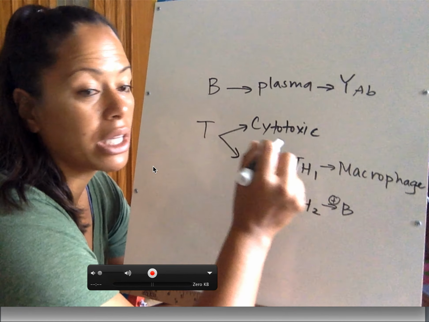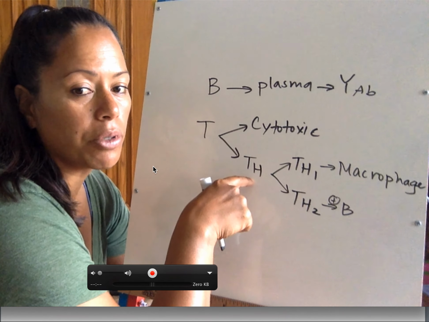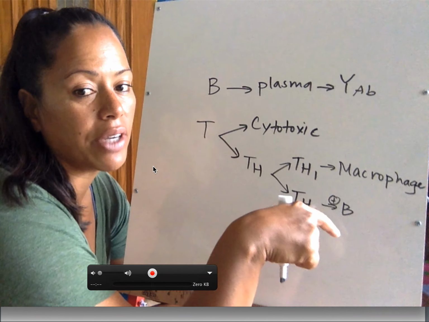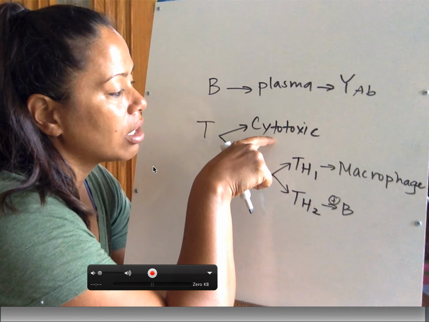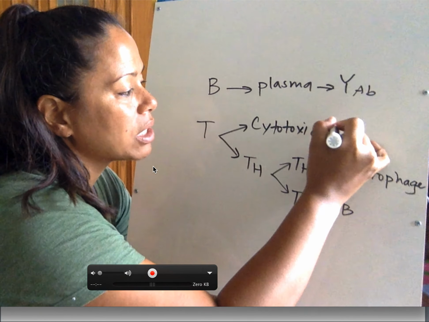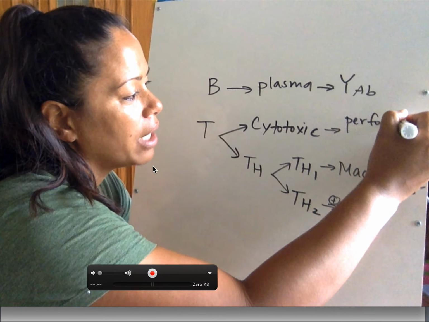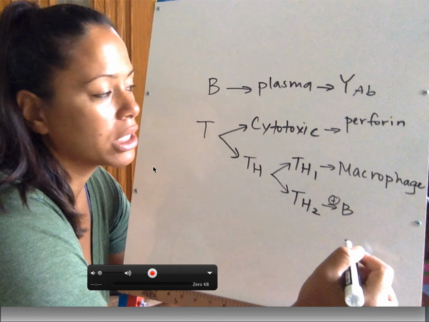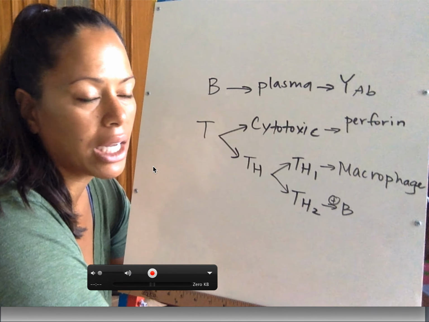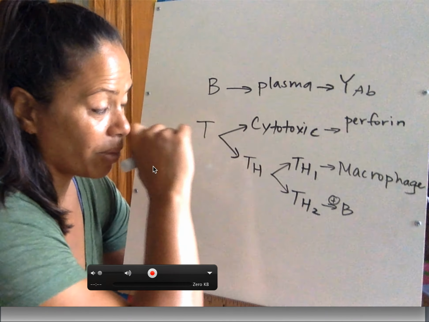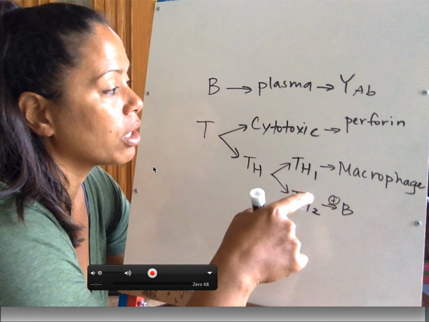Cytotoxic T cells, well, they kill directly. So T helper doesn't kill directly. What it does is it activates other cells to assist. Cytotoxic T cells will kill directly with something called perforins. That's not the only way, but for now we're going to talk about perforins. They also have something called granzymes, and one more thing that we'll cover when we come across it.